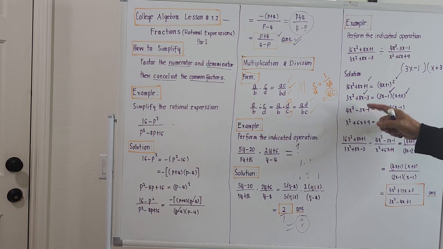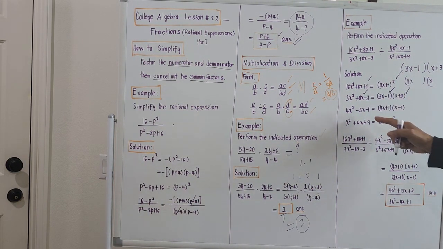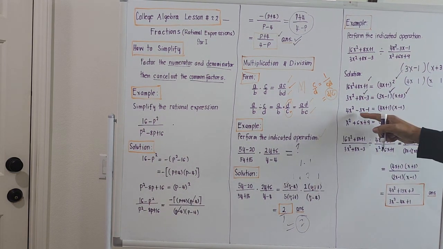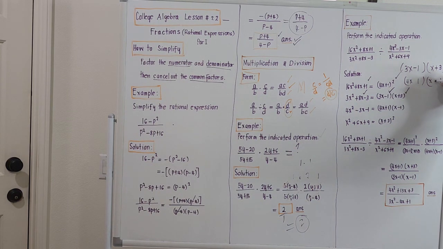4x squared minus 3x minus 1. Okay, it's the same. The possible factors of 4x will be 4x and x, right? And the possible factors of 1 will be 1 and 1. But the sign of the middle term is actually minus. So this should be minus and this should be plus.